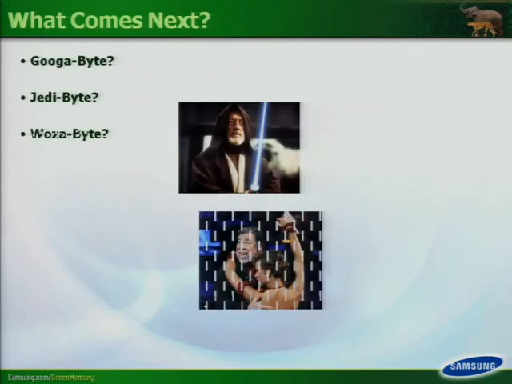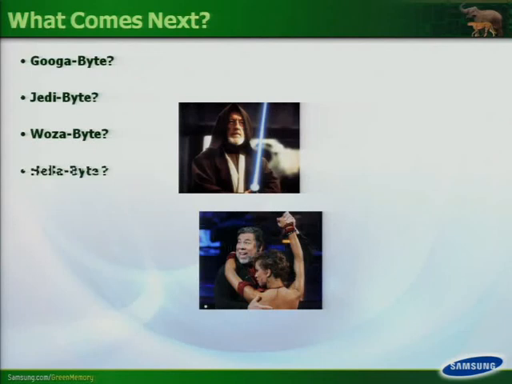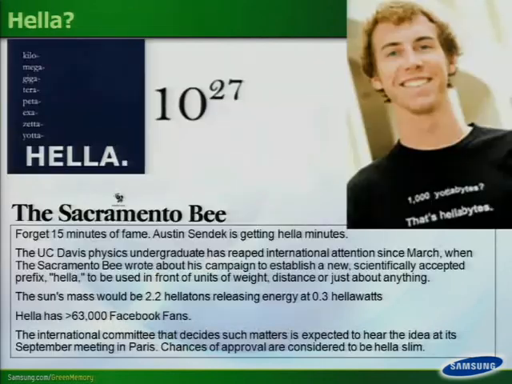Could it be a Googabyte? Could it be a Jedibyte? Maybe a Wazabyte? How about Hellabyte? This is actually something that's real. You could basically go to Facebook today and look up the Hella page where there's 63,000 fans today. This is a student at UC Davis who's pushing for Hella to be the next metric unit. It's actually going to be going through to the International Committee in Paris, where they say his chances of getting this approved are hella slim.